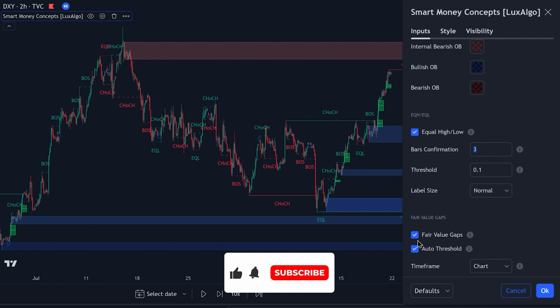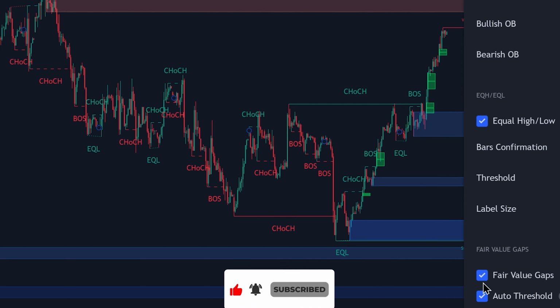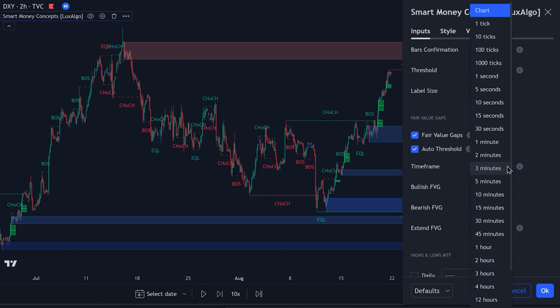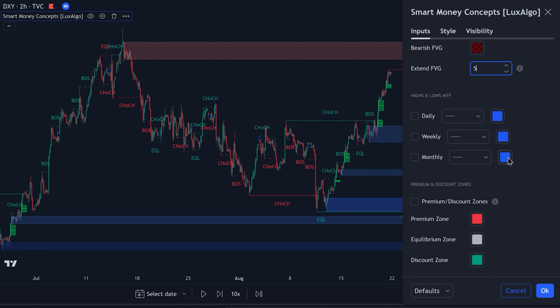In the Fair Value Gaps section, enabling fair value gaps will display boxes highlighting imbalance areas on the chart. The Auto Threshold setting filters out non-significant fair value gaps, and you can choose the time frame for detection. The Extend FVG option determines how many bars to extend the fair value gap boxes on the chart. The Highs and Lows MTF section allows you to display previous highs and lows from daily, weekly, and monthly timeframes as significant levels on your chart. Simply check the boxes for daily, weekly, or monthly, and select the desired color.